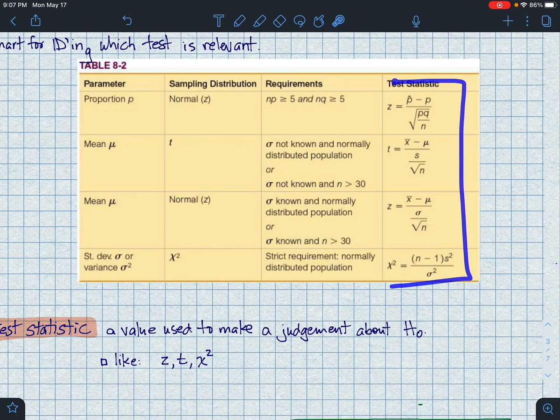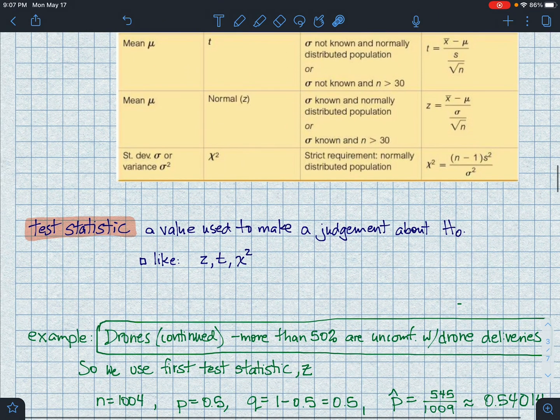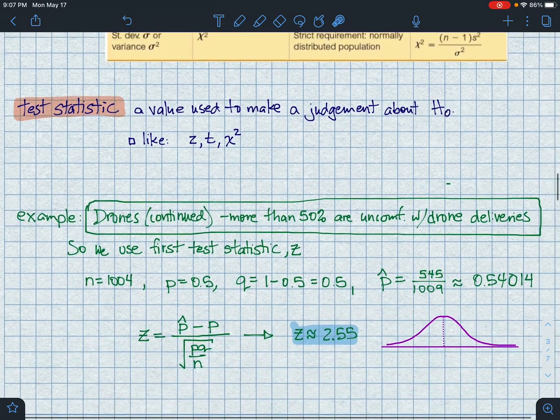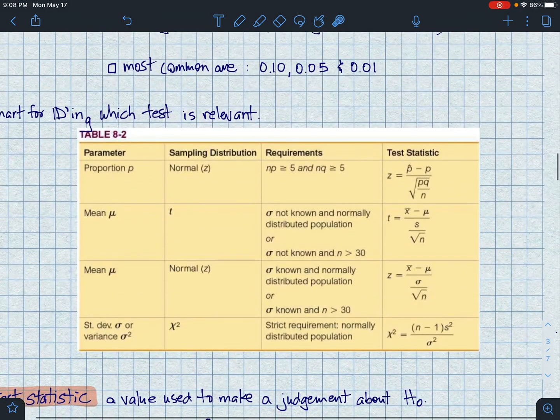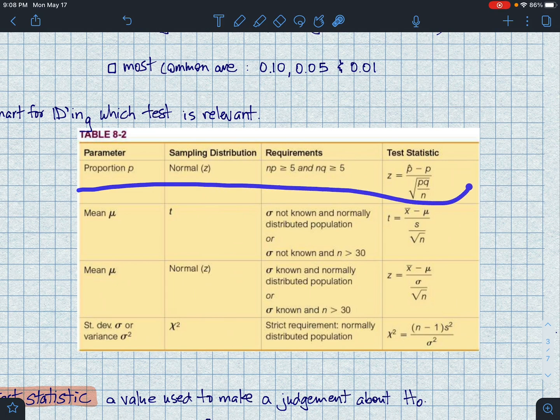So this is the one math thing that you're doing in this particular test. So your test statistic is the value that's used to make a judgment, and it's either z, t, or chi-squared. So back to our drones example. More than 50% are uncomfortable, correct? So we're going to use the z-stat. And again, this is because we're doing a proportion.